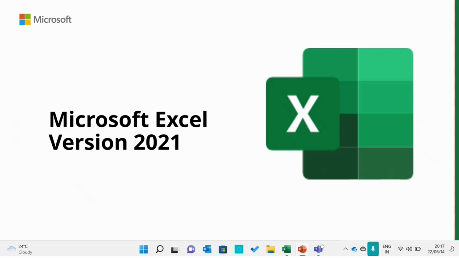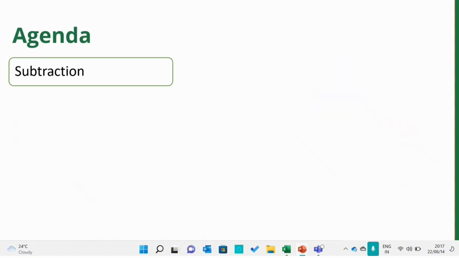Well, the next formula that we will be learning is subtraction. Now, it's very interesting to know about subtraction, by the way. Subtraction is a formula that does not exist in Microsoft Excel, but everybody uses subtraction, right? So let's understand the subtraction formula in Microsoft Excel. So let's begin our session for the day.